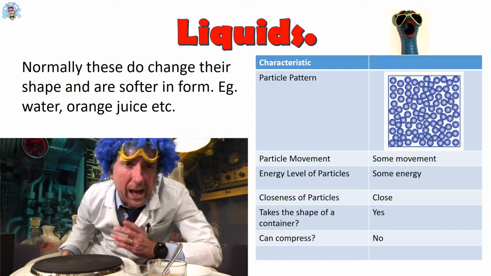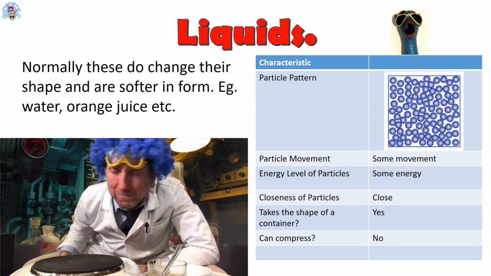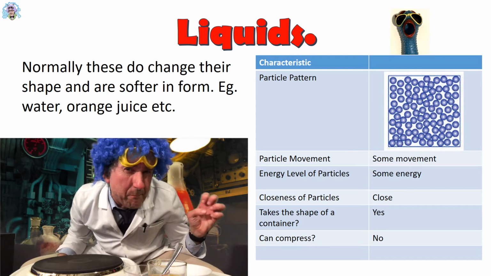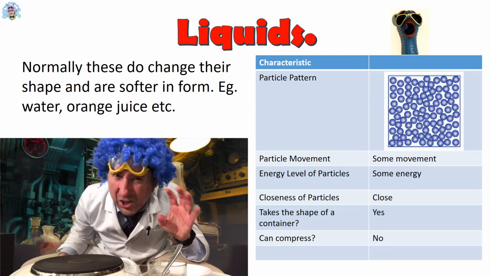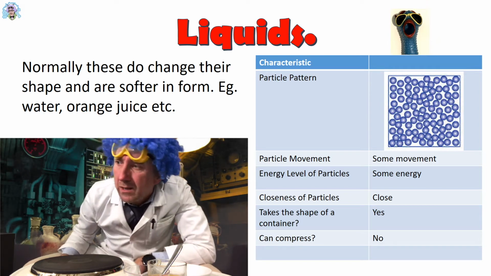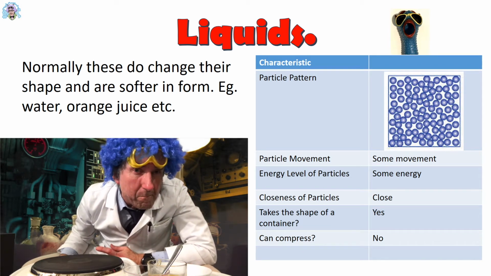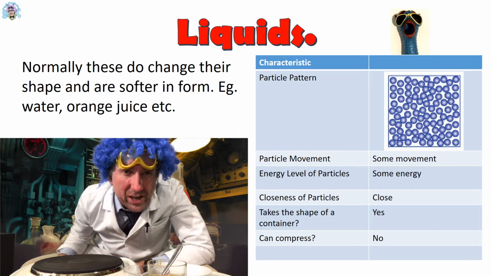Okay, now let's have a look at the table beside me and talk about what's happening with the atoms. Well, as you can see from the diagram, the atoms are not that tightly packed in. There's a bit of space between them. They can move a little bit. They do have some energy, not like the solids, where they don't have much energy. These atoms do have a lot of energy.